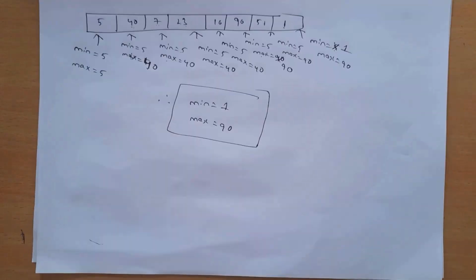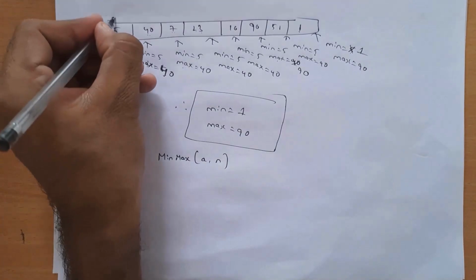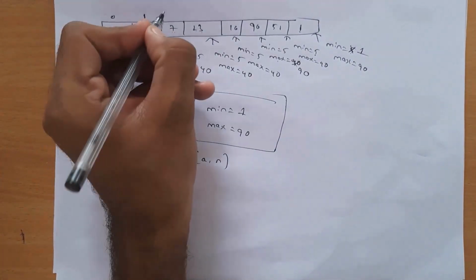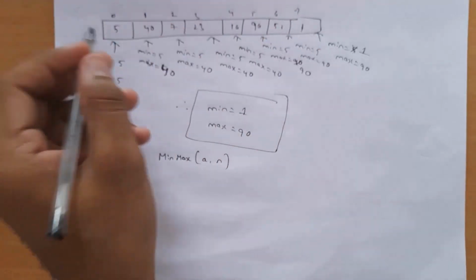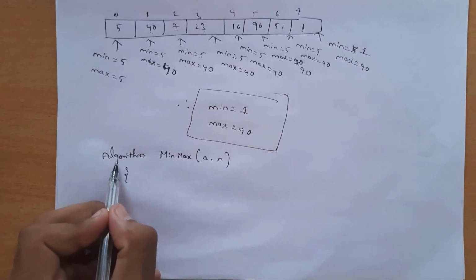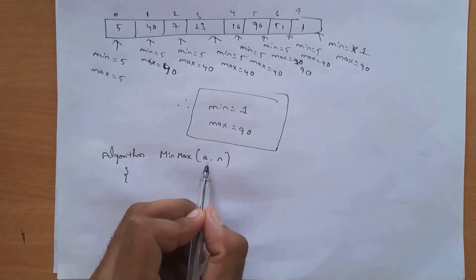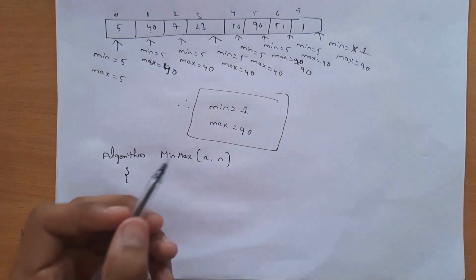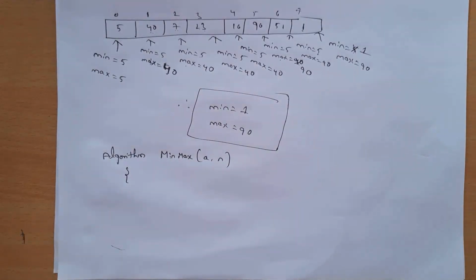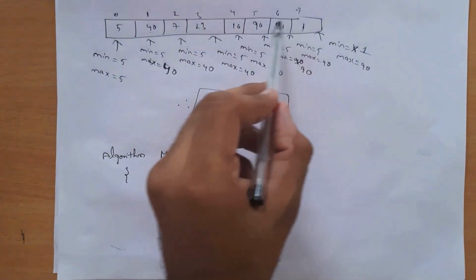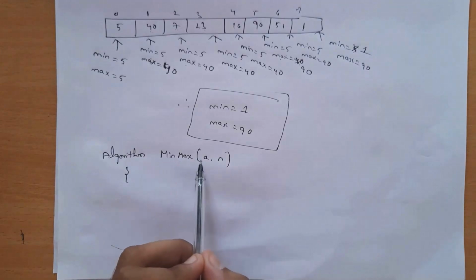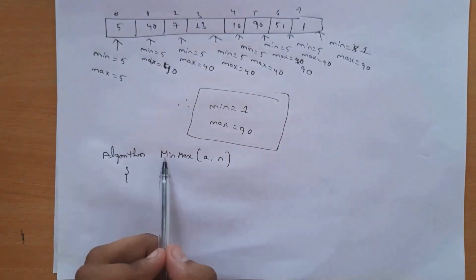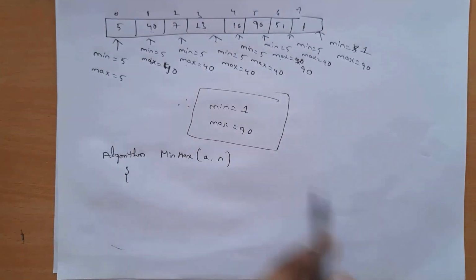I will explain the algorithm for this. Give index numbers for this. Index number starts with 0: 0, 1, 2, 3, 4, 5, 6, 7. These are the index numbers. This is an algorithm. Algorithm MinMax(a, n), where a is an array which contains n number of elements. There are n number of elements in an array. So here I wrote MinMax(a, n). That means we are finding the minimum and maximum element in this array.